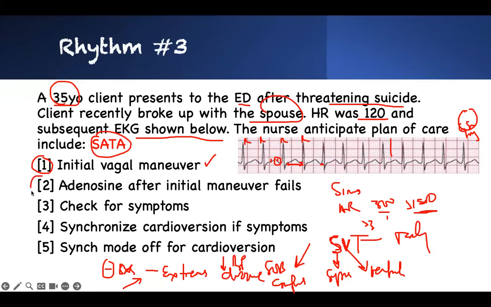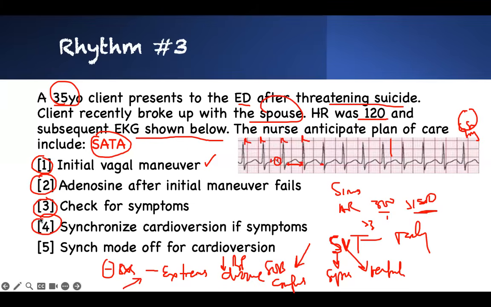If that doesn't help, you give them adenosine, right? Like I said, before you start all these things, you check for symptoms and make sure the patient does not have symptoms. Otherwise, you have to work faster. Synchronized cardioversion if symptoms are present. Yes, that's what you do.